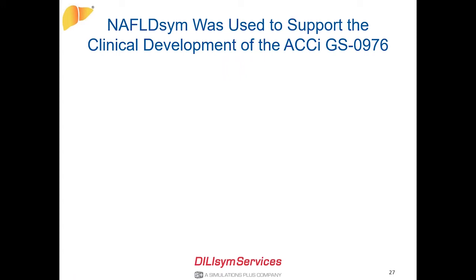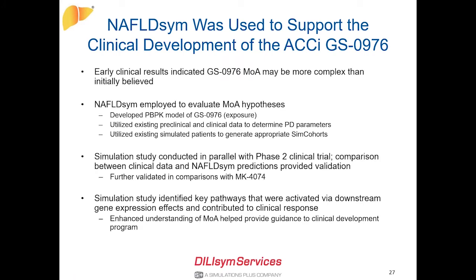Speaking of ACC inhibitors, Gilead is developing one. And the upshot of our collaboration is that the early clinical results of this compound seemed to indicate that the mechanism of action was more complex than initially believed. I'll describe that a little bit more here in a minute. And so generally speaking, this is a great way to apply modeling to evaluate different hypotheses about mechanisms of action to see if they're consistent with what was actually observed in the patients.